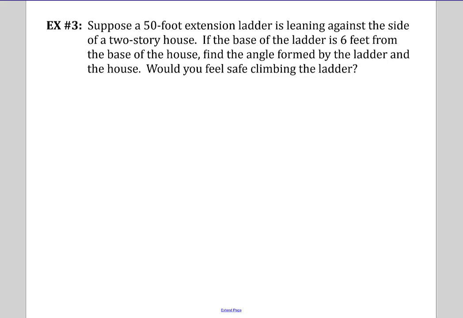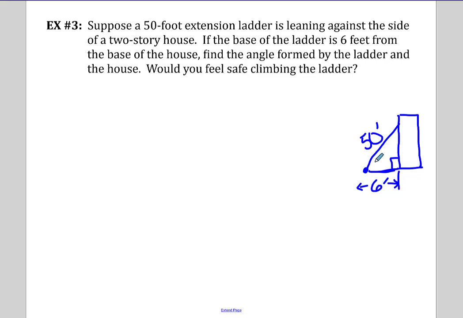In example 3, suppose we have a 50-foot extension ladder, and it's leaning against the side of a 2-story house. So this is going to be my 2-story house. We've got a 50-foot extension ladder leaning against the side of that house. And the base here of the ladder is 6 feet from the base of the house. So you can see that right triangle proportion here. So from the base out to the edge of the ladder.